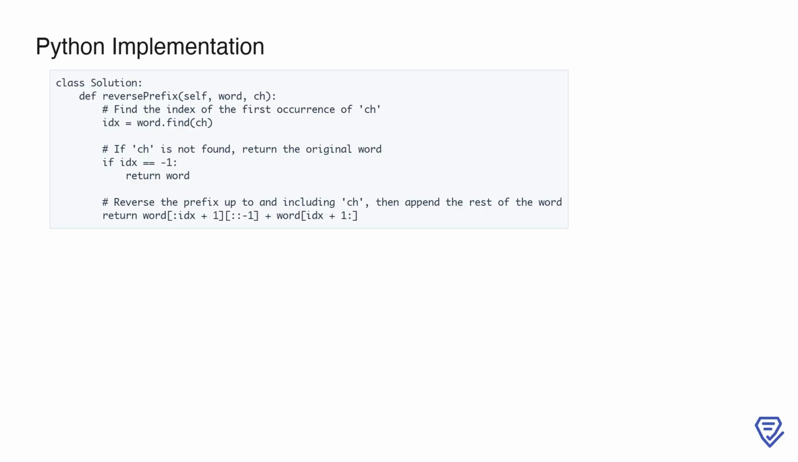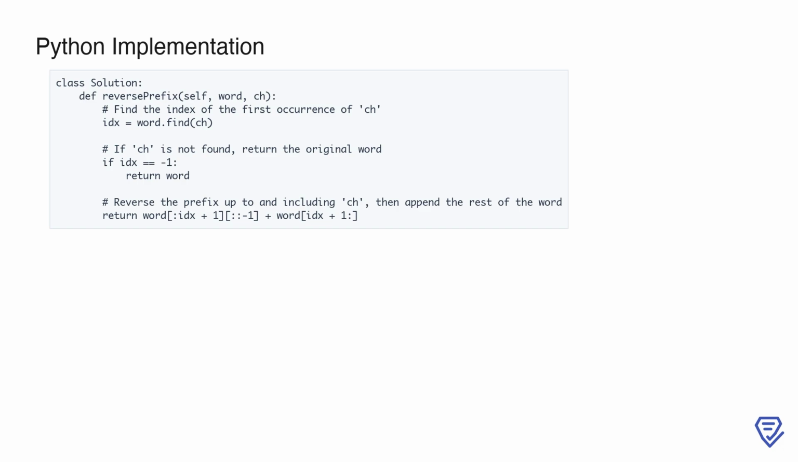1. Finding the index of ch. The find method is used to locate the index of the first occurrence of ch in the string word. If ch is not found, find will return -1. This ensures that we can handle cases where ch does not exist in word. 2. Handling the edge case. If the index idx is -1, indicating ch is not in word, the function directly returns the original string word. This ensures the function behaves correctly for such scenarios.